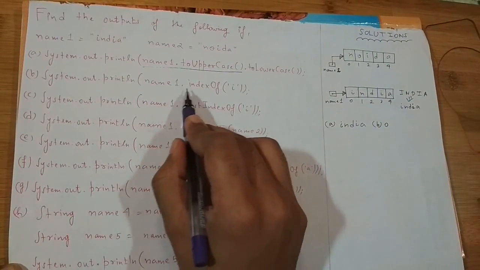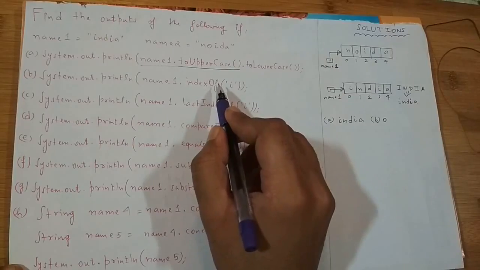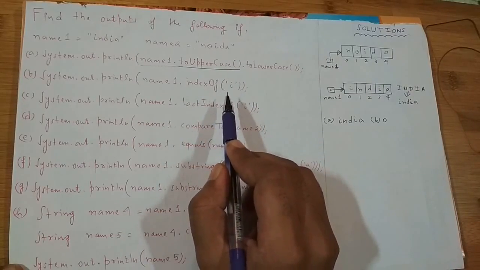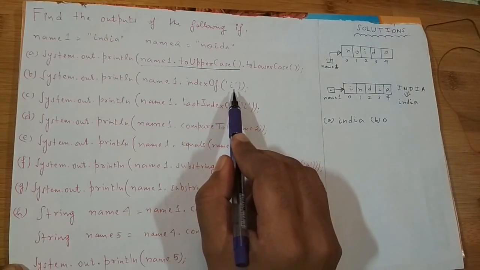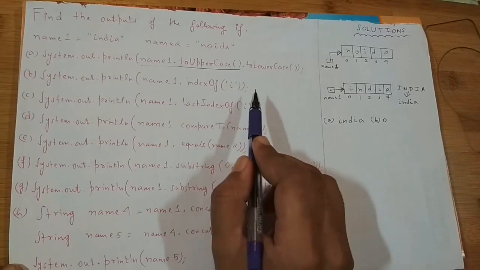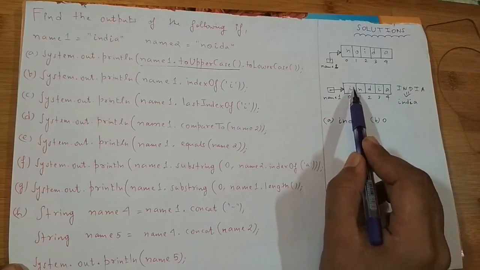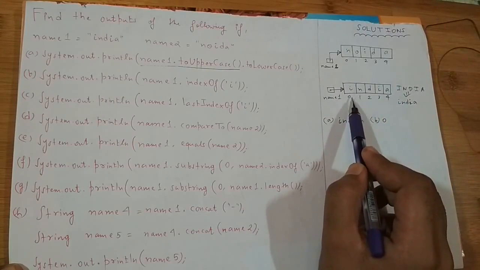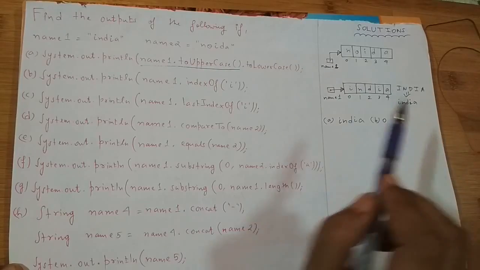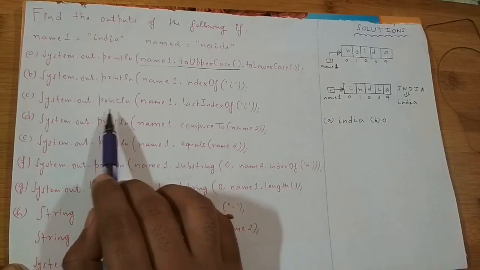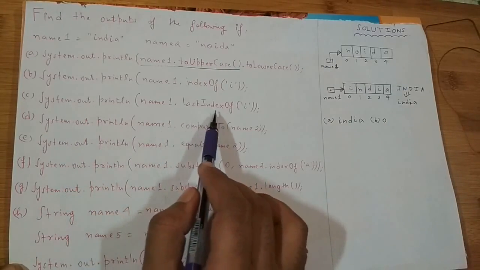See, name1.indexOf('I') means the first I character that I encounter, I will take the index value of that character. So the first I that I encounter here is this one, and what is its index? Its index is 0. So my answer is 0. Now let's move on to the third one. Name1.lastIndexOf('I').